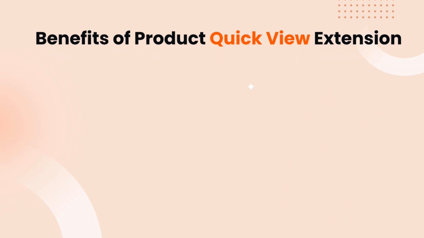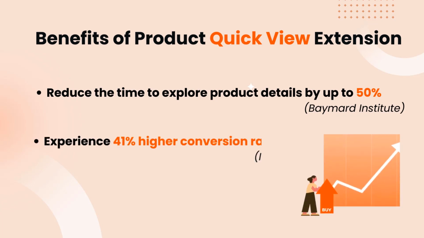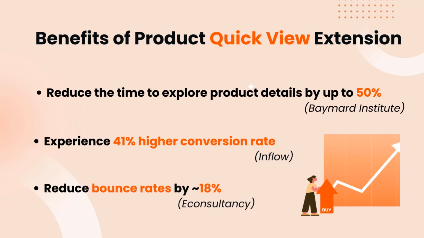According to Baymard Institute, implementing Quick View function can reduce the time it takes for users to explore product details by up to 50%, resulting in a more seamless and efficient browsing experience. Research by Inflow suggests that e-commerce sites that implement Quick View functionality experience a 41% higher conversion rate compared to those that do not. According to eConsultancy, implementing Quick View can reduce bounce rates by as much as 18%, leading to longer session durations and increased opportunities for conversion.